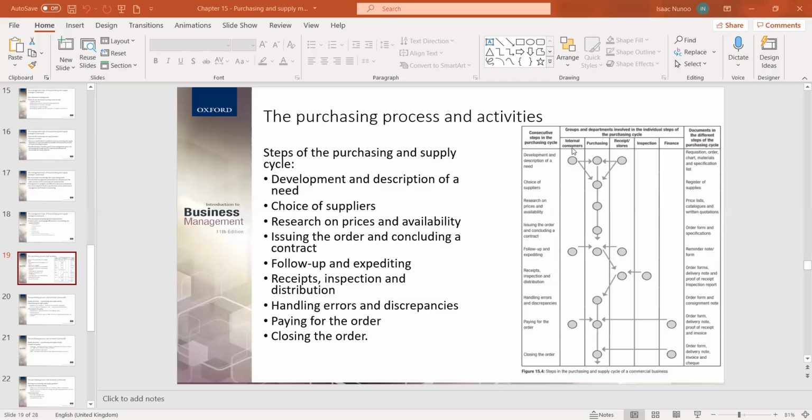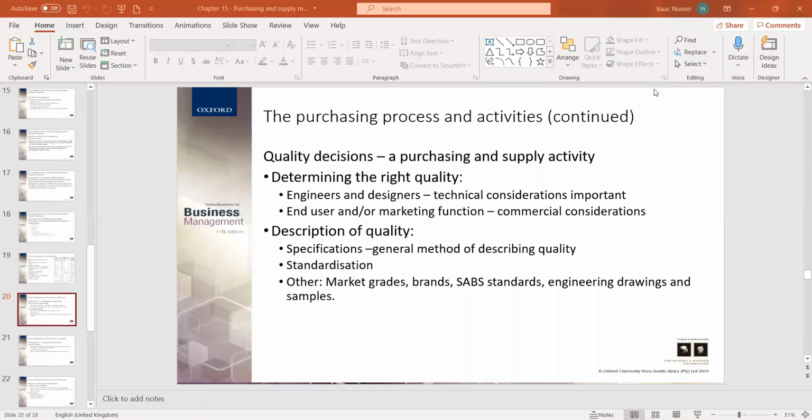These are some of the steps we should keep in mind when we are purchasing and supply managers in companies. One of the functions we have talked about in purchasing and supply is to determine the right quality. Quality is very important and inseparable from purchasing and supply. If you have a top quality material, you can sell it at higher prices and you have the market. If it is low quality, you sell it at a lower price, and vice versa.